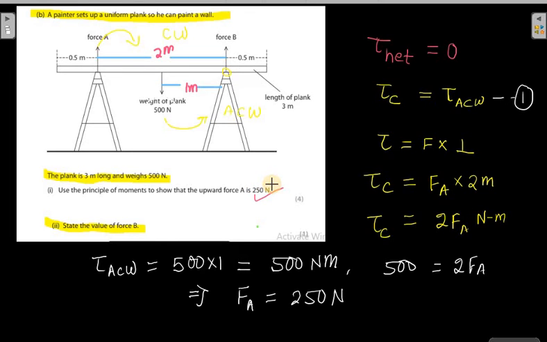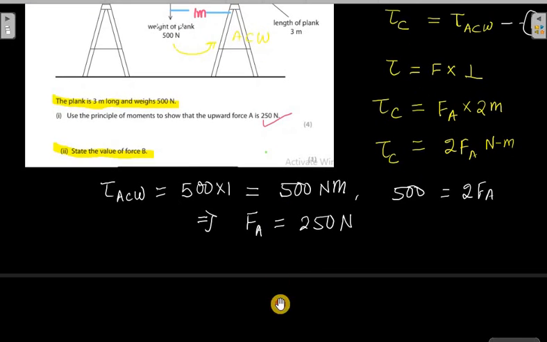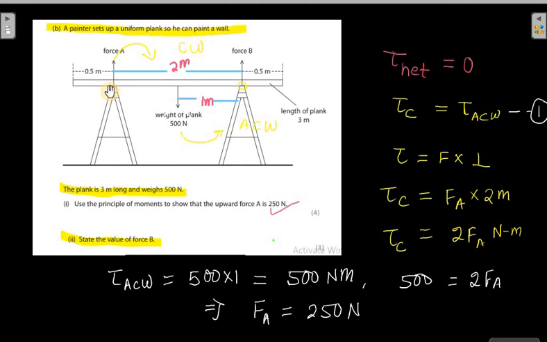The second question is state the value of force acting on B. On applying the translational equilibrium, the vertical forces will be equal to the horizontal forces. There are two vertical forces, vertically upward direction, force A and force B, and one vertically downward force, that is equal to 500 Newton.